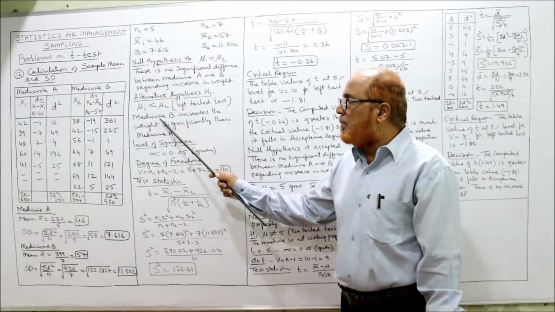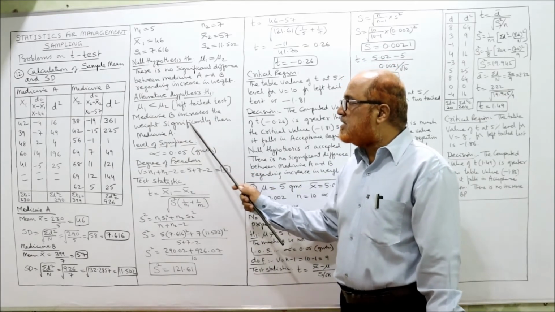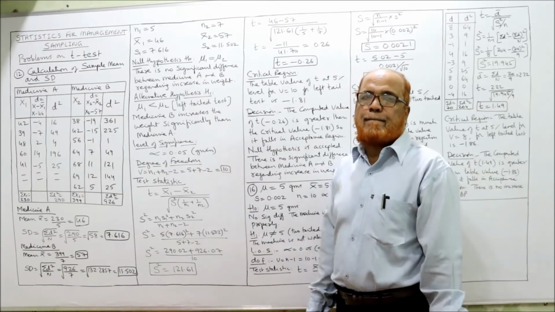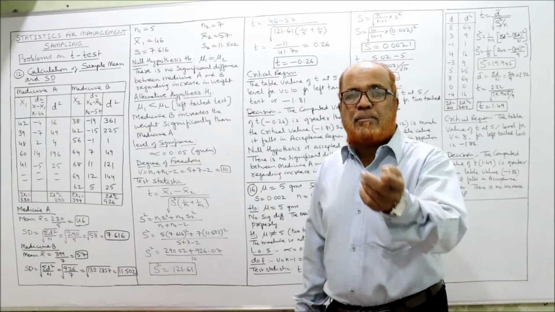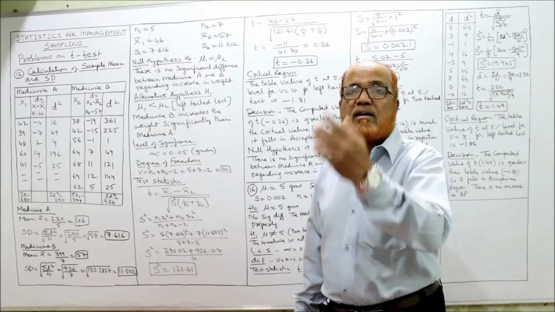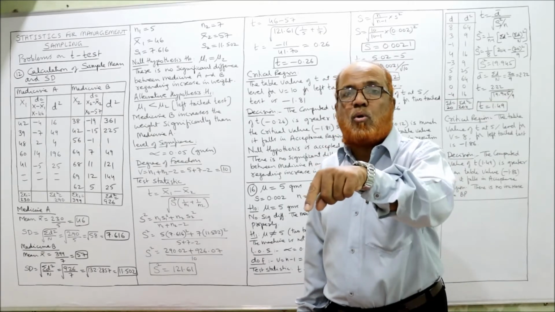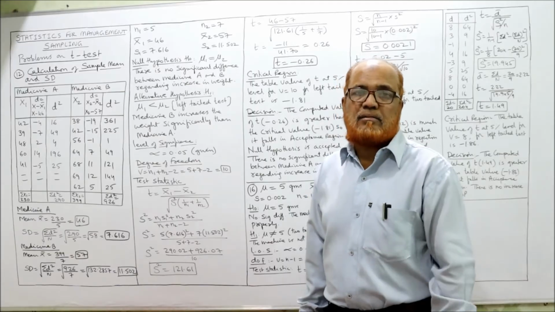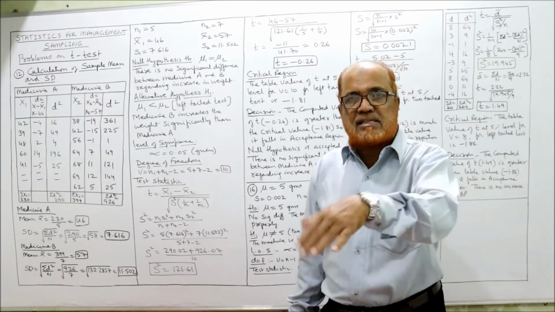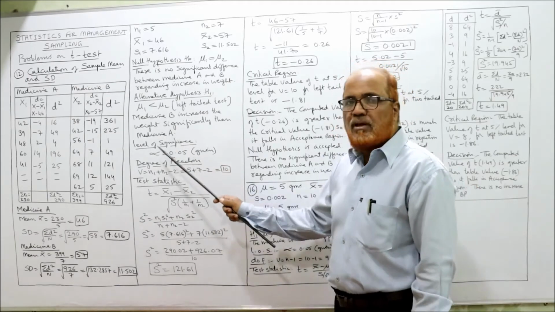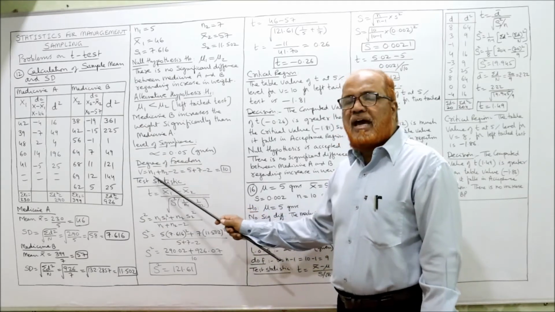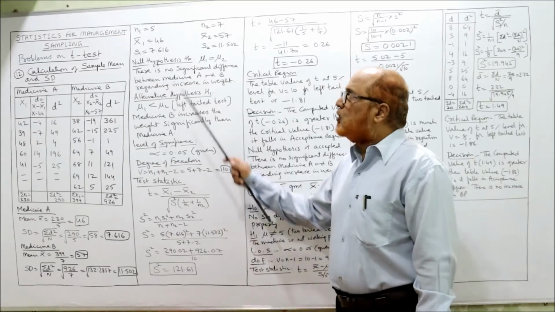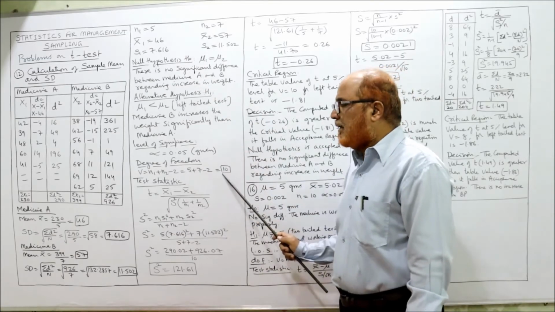Left tail test. Medicine B increases the weight significantly more than medicine A. Medicine A will increase at a lesser rate and medicine B will increase at a higher rate. That means mu2 is more than mu1, or mu1 is less than mu2. Level of significance alpha 0.05 is given in the problem. Degree of freedom is n1 plus n2 minus 2. So 5 plus 7 minus 2, that is 10.